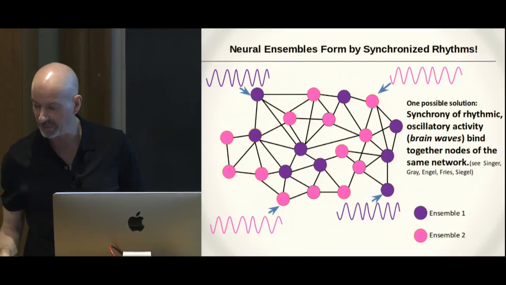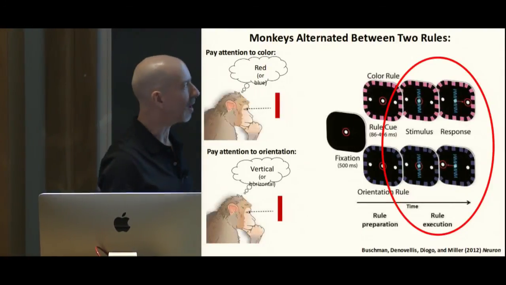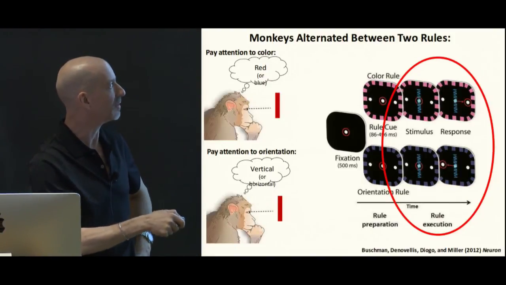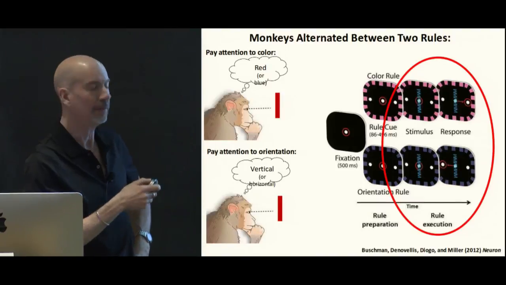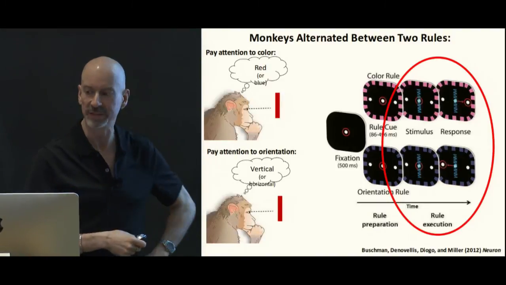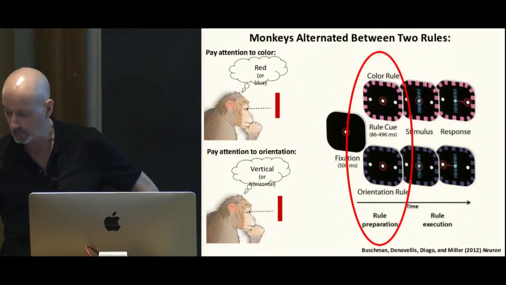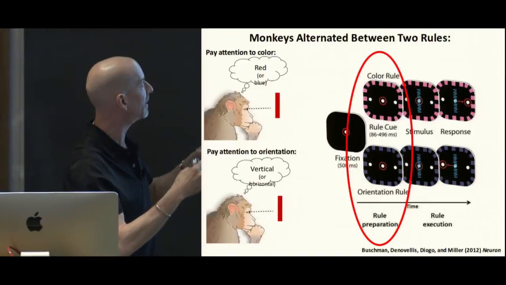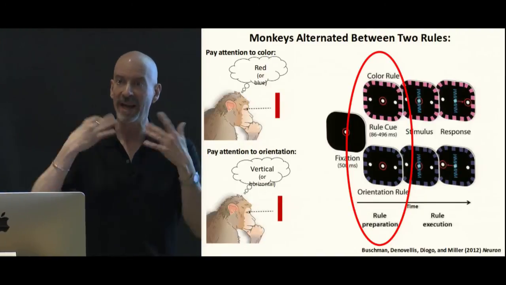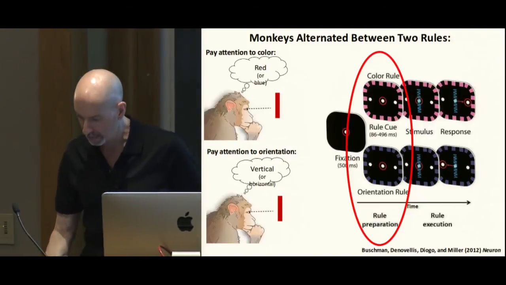So that's some fun evidence suggesting this. Now, what I've shown you so far is the rule execution period, where the monkey's actually looking at the colored-oriented bar and making his decision about red or vertical or blue or horizontal. Now let me turn to the earlier phase of the task, the rule preparation period, where the monkey's getting ready to execute the rule, has been cued to the rule, but hasn't seen the stimulus yet, so can't execute the rule. What happens there?